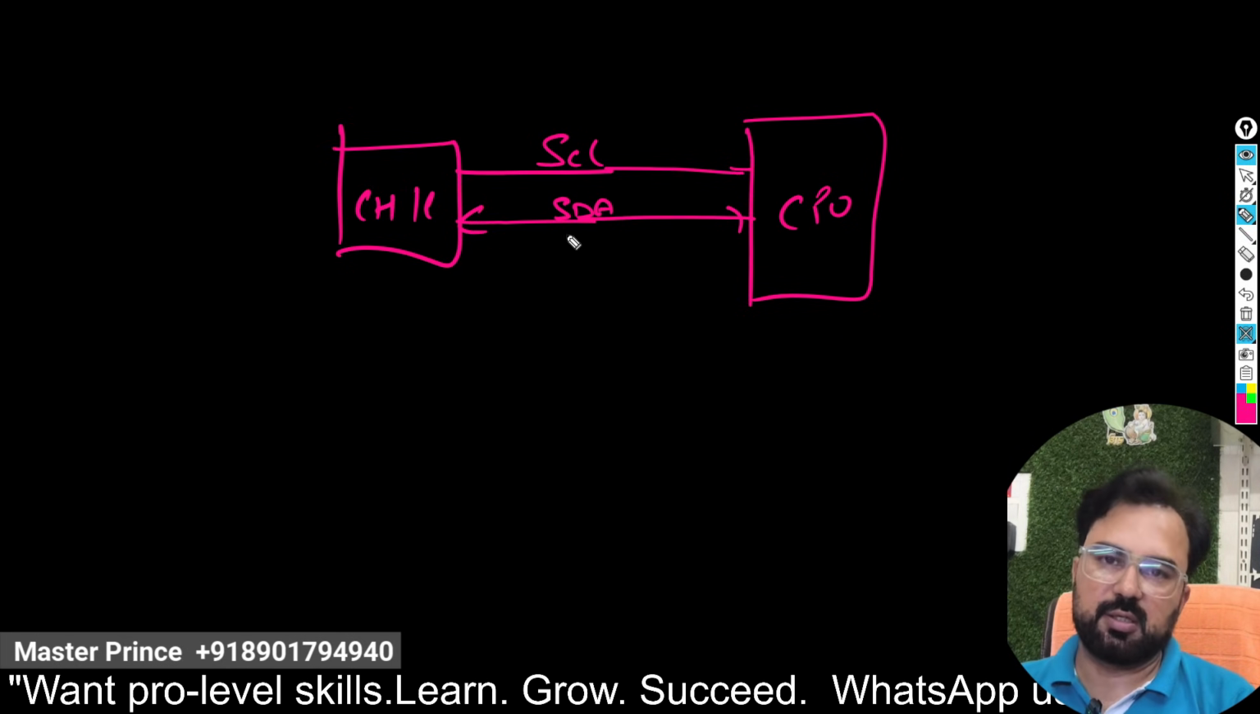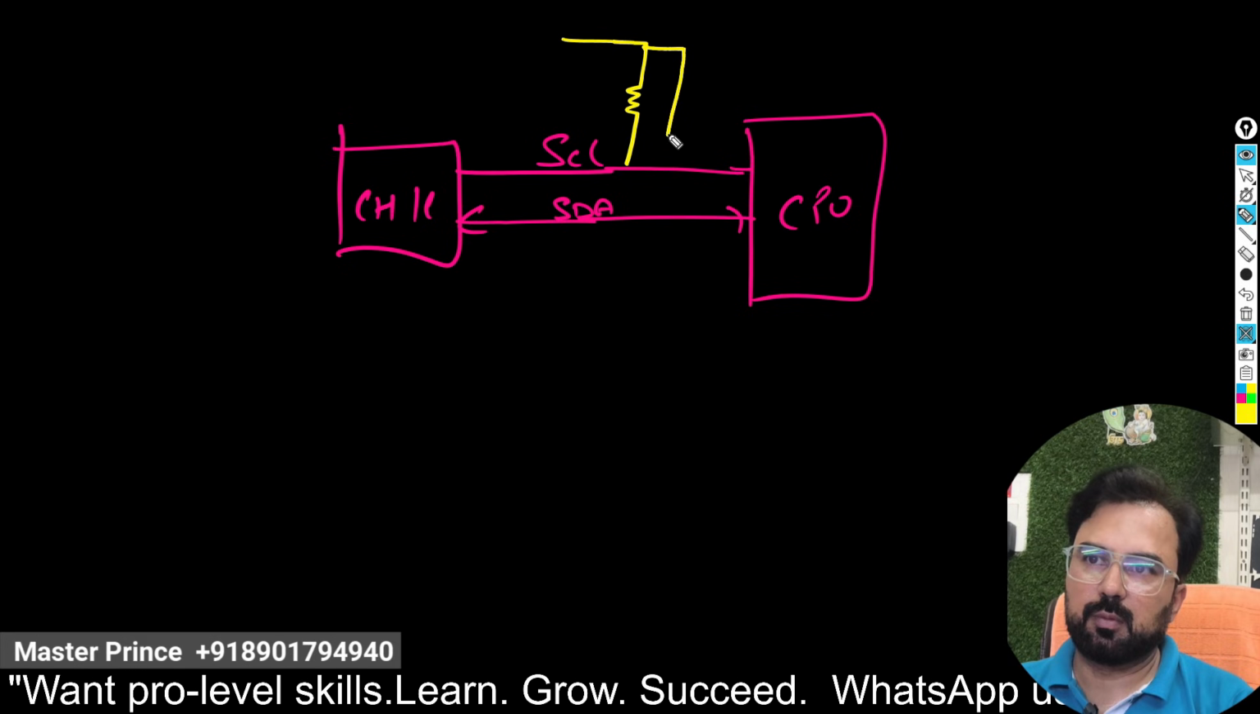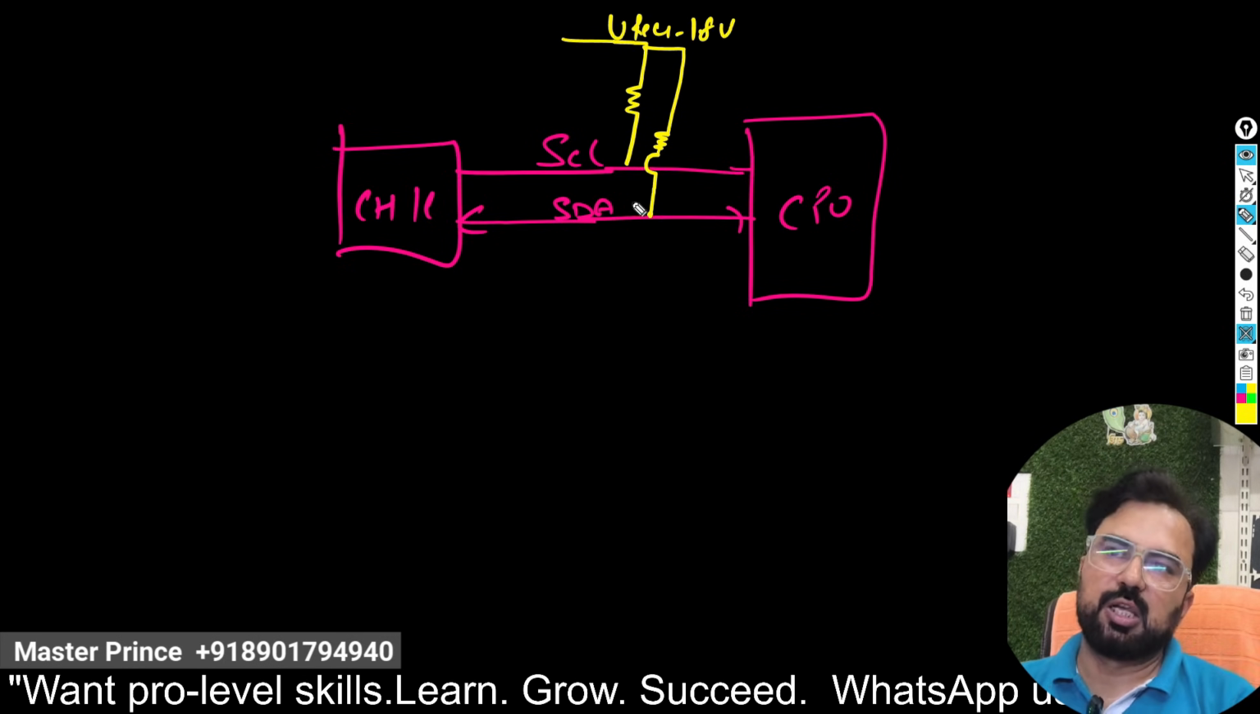Now in these two lines there are two resistances, let's say one here, one with this one, right? Now VRAG 1.8 voltage. Now this line connects here, this line connects here, this line connects here, connects here.